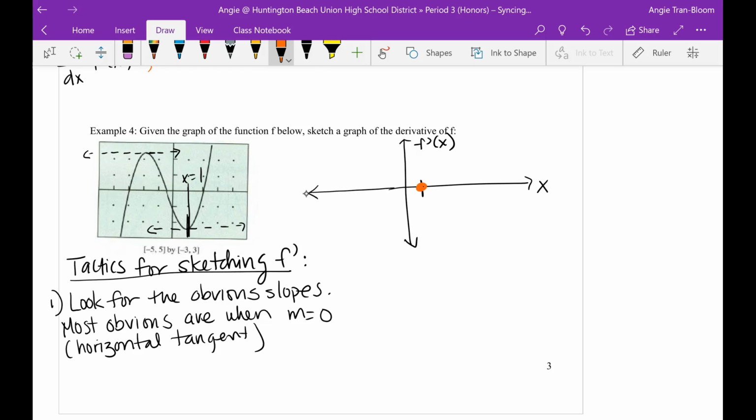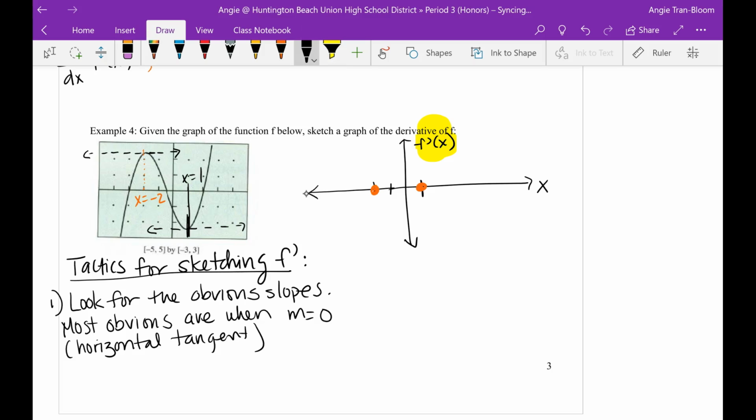Another location is when, let's just pretend, x equals -2. So at -2, it's another location where your slope is 0. That's another location that's going to give me a horizontal tangent. That's why this is not labeled f of x anymore. As you can see, this is now labeled f prime of x.